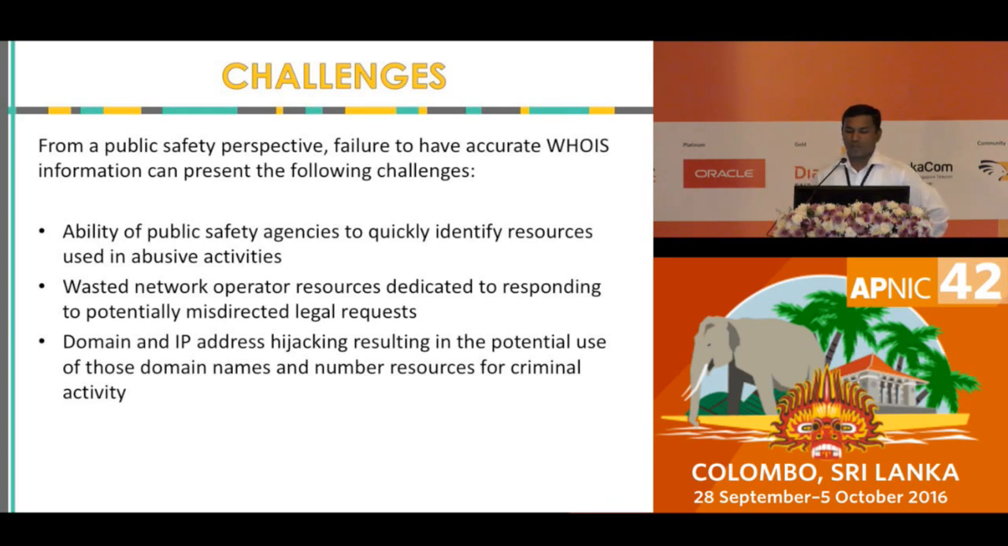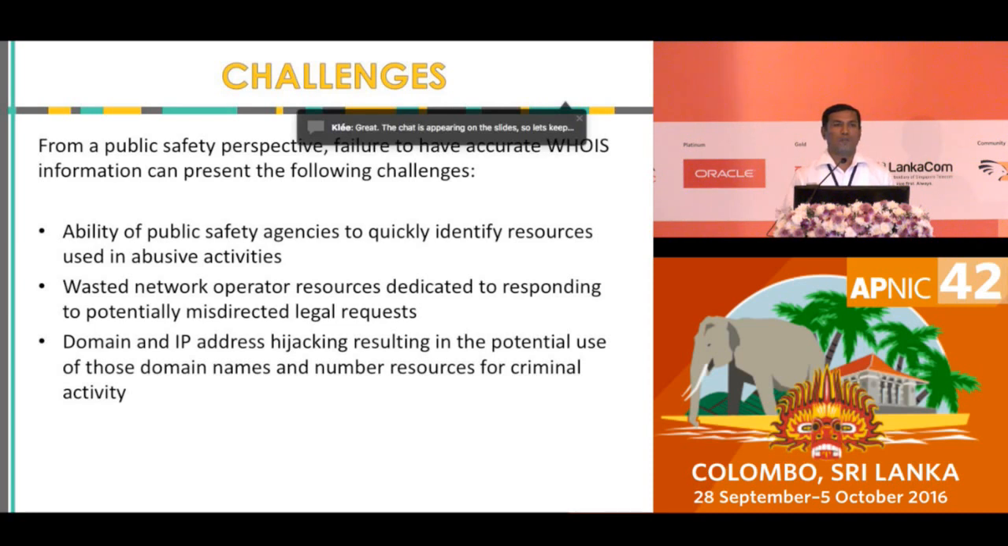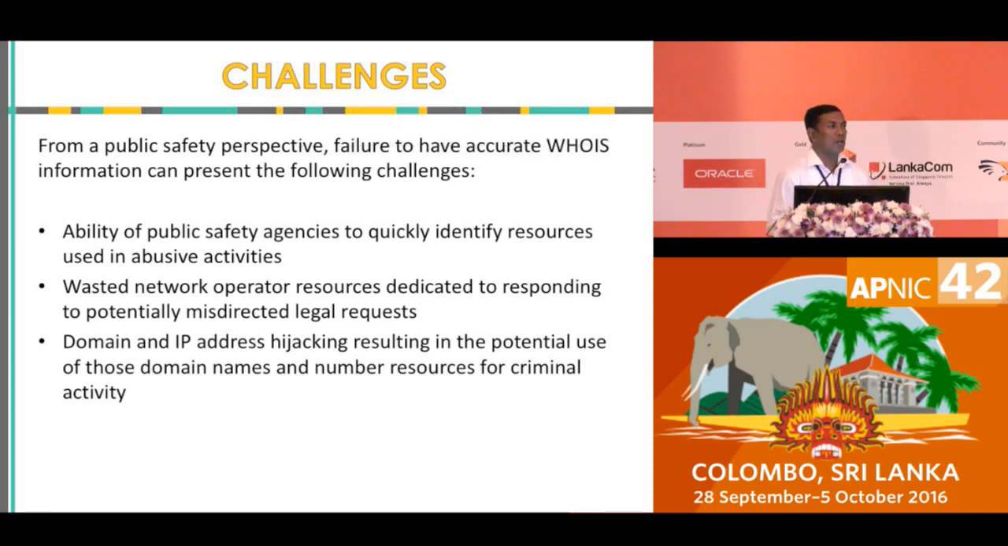Then there are wasted network operator resources dedicated to responding to potentially misdirected legal requests. This is also a problem for the ISPs, because they will get requests from the law enforcement authority, maybe a court order, and they have to respond to it. It takes time and money, so it is a waste of time. And there is domain and IP address hijacking, resulting in the potential use of those domain names and numbers in criminal activity, maybe even an act of terrorism. Especially in the investigation of terrorism, data accuracy is very important. Otherwise the impact on society or public safety may be very high. Therefore, from a law enforcement perspective, it is very important to have up-to-date, accurate data with the ISPs. Next slide, please.